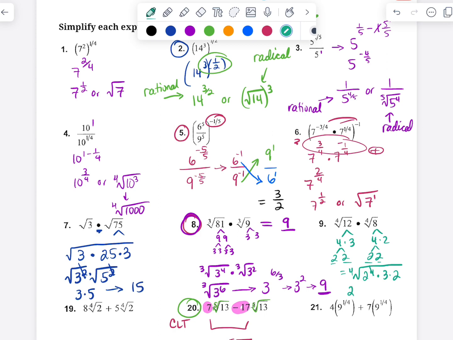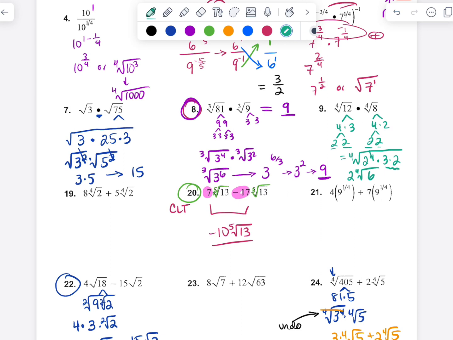So this is really going to be 2 times the 4th root of 6, because everything else that was under the root can't come out because there aren't enough of them to undo the root's index, okay? So that's 2 times the 4th root of 6. All right, number 19, it looks like just a straight up combining like terms.